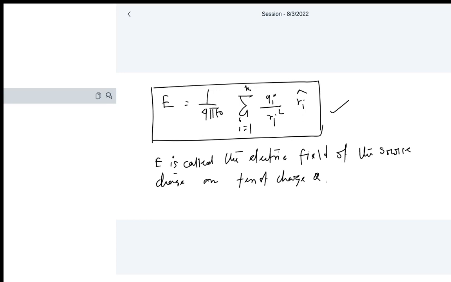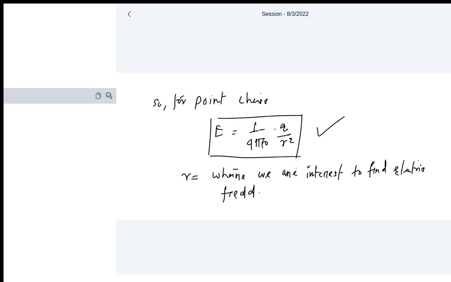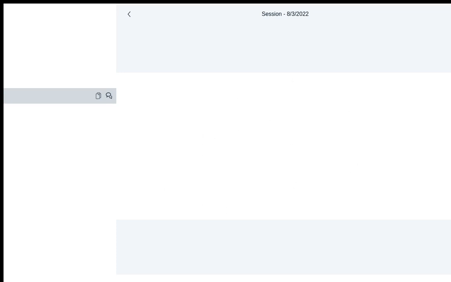So, physical significance. What is the physical significance of electric field? What is the physical meaning of electric field? Let's take a heading: physical meaning of electric field.